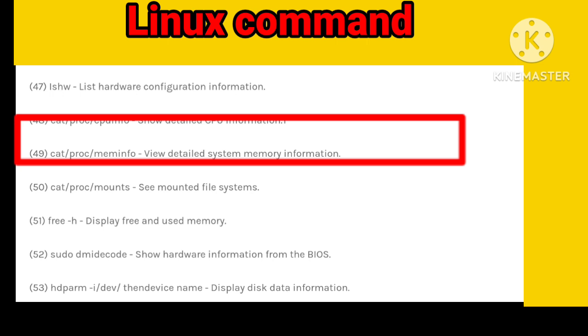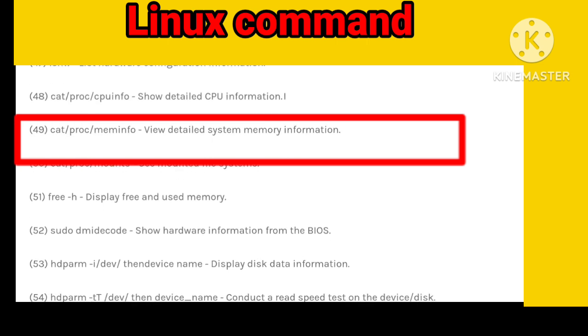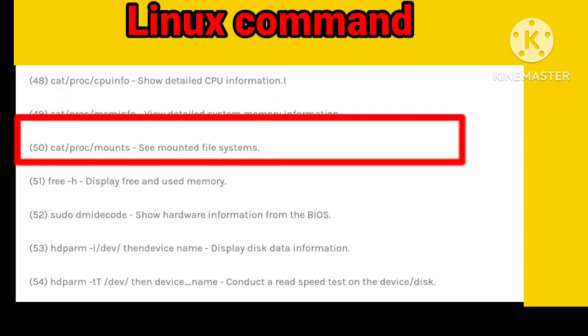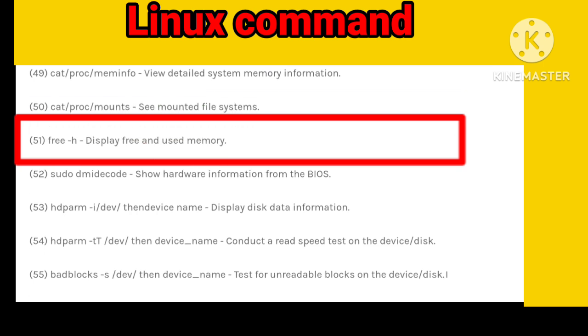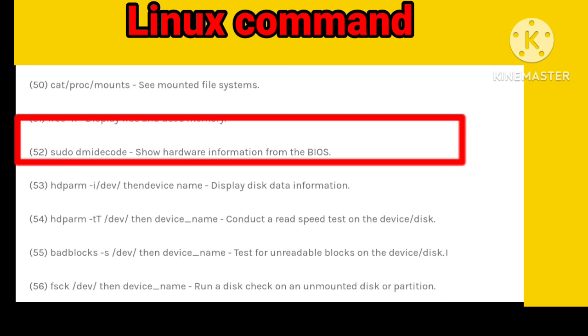The next is cat /proc/mounts. This command is for seeing mounted file systems. The next is free -h. This command is for display free and used memory. The next is sudo dmidecode. This command is used for show hardware information from the BIOS.